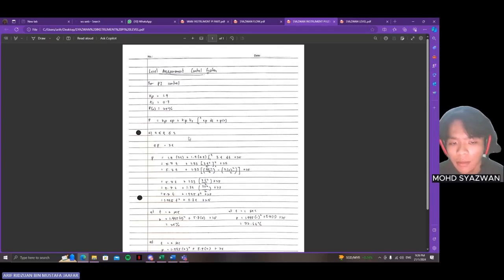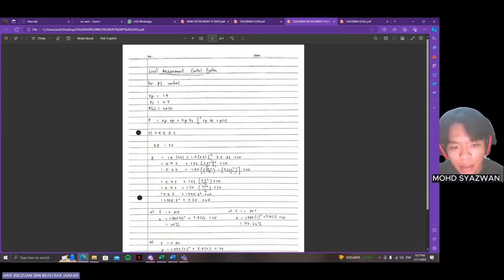We start the same as before, from 0 to 2 seconds. We refer to the table that we got from the question. We assume that EP is 3t, so we need to calculate this EP. We start with P equal to 1.9, and inside the P, from this equation, KP EP, so EP is 3t: 1.9 multiplied by 3t plus 1.9 multiplied by 0.7.